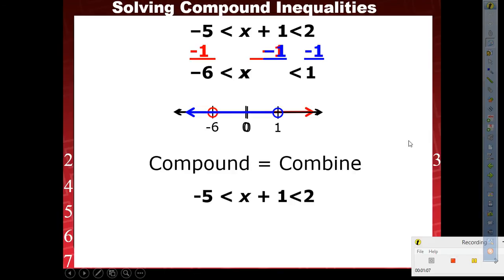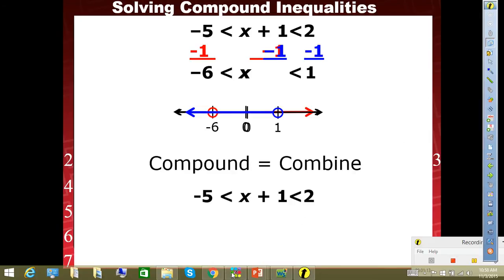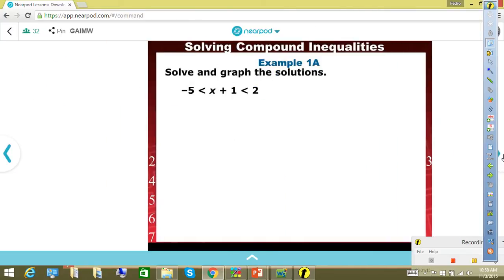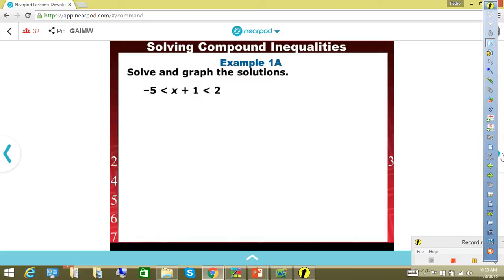All right, good. So from there, yesterday, let me go back to Nearpod. Yesterday, we did our first example. We did example 1B. Did we do example 1C? Yes. We left off on example 1D, didn't we? Okay. So we're going to do that one. Copy that on your paper, please. Only copy it on your paper.